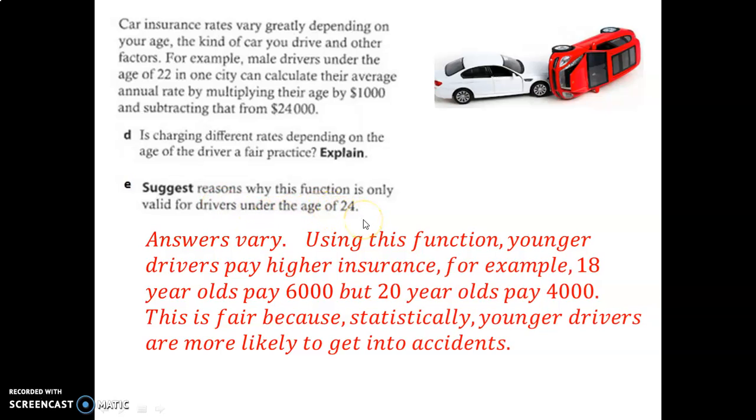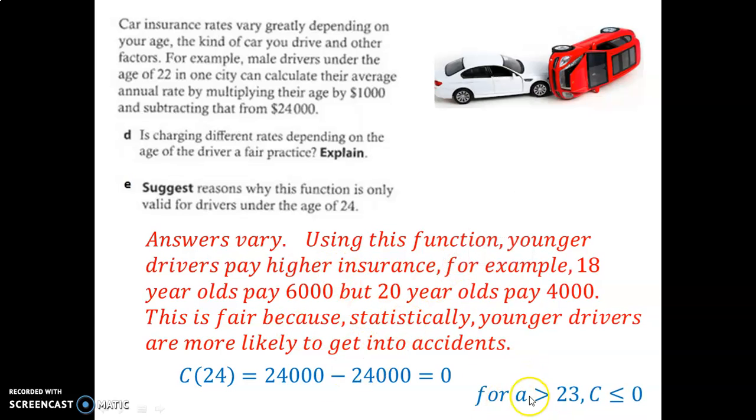And suggest a reason in E why this function is only valid for drivers under the age of 24. Well, here's what happens when you put 24 into the function. If you put 24 into our function, you get 24,000 minus 24,000, zero. So a 24-year-old, according to this function, would pay no insurance, and that's not accurate. So that means the domain of this function must be A values 23 or lower, right? It can't have A values greater. So the function only applies up to the age of 23, because after that it makes no sense. So that's what I put in the next point here, that for A values greater than 23, the cost of insurance is zero or less, and that makes no sense. So the function has a limited domain. That's the whole thing about domain when we have real life situations.